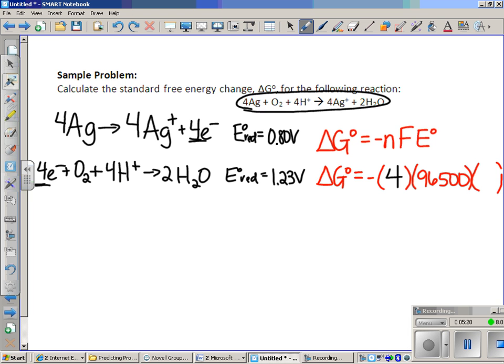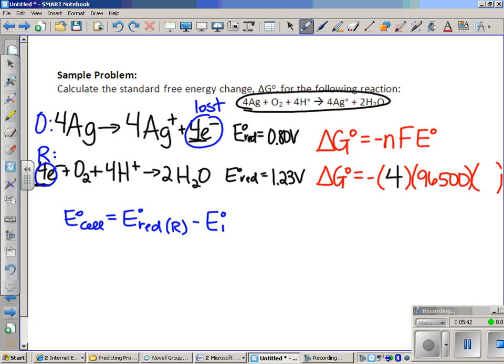But the other way, the easier way, I think, you've already got the equations here. You see here that these 4 electrons are lost in this first equation, so this must be the one being oxidized. And on this one, the electrons are being gained, so this must be the one being reduced. And we know that E cell is the reduction potential of the one being reduced minus the reduction potential of the one being oxidized.